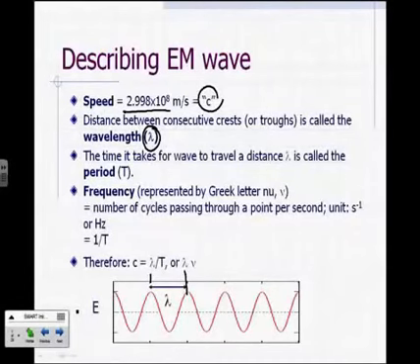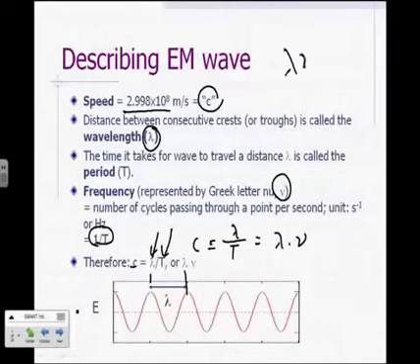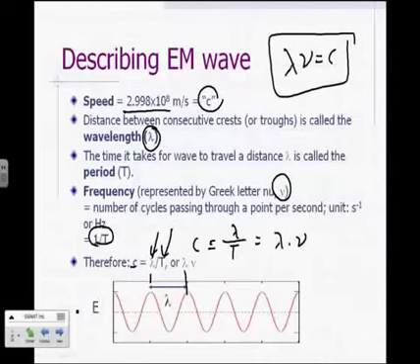The time it takes for the wave to travel a distance lambda is called the period of the wave. So the frequency is the number of cycles that pass through a given point per second. It's just 1 over the period. So the speed is the distance traveled divided by the time it takes to travel that distance, and 1 over T is frequency. Frequency is represented by the Greek letter nu. So lambda over T would just be lambda times nu. So that is the speed of light. So lambda nu is equal to c. Right, so that's in vacuum.